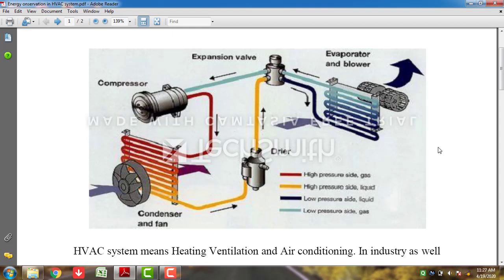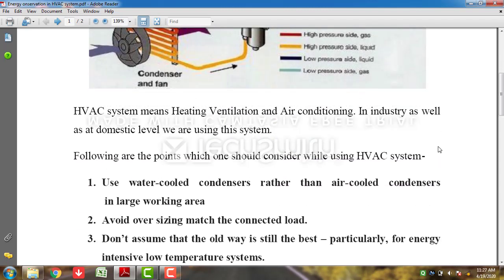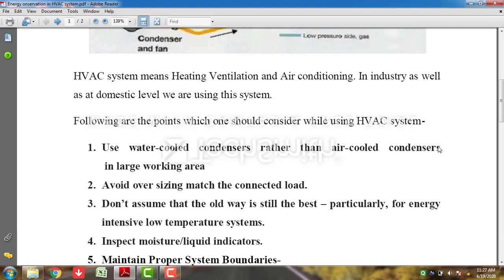Whatever points we had discussed in the classroom are also important as far as the domestic level is concerned. Here some points are mentioned as far as the industry is concerned. So from an exam point of view, you can merge all those points, no problem. Okay, so we will start with the points. Firstly, HVAC system means heating, ventilation and air conditioning, as you all know.